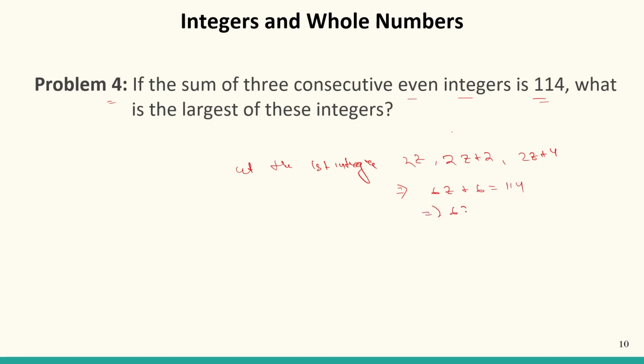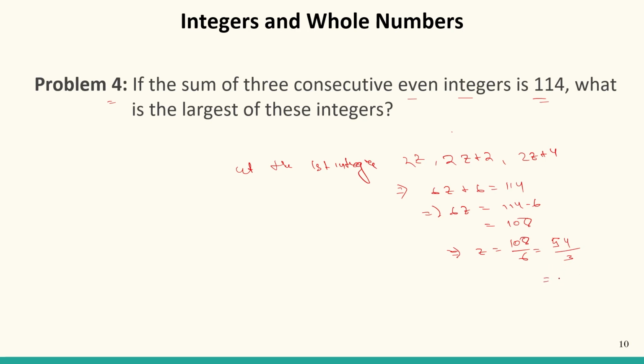So this implies that 6z is equal to 114 minus 6. That will be equal to 108. So this implies that z will be 108 by 6, right? So this will be equal to 54 by 3. So how can it be converted to a single value?